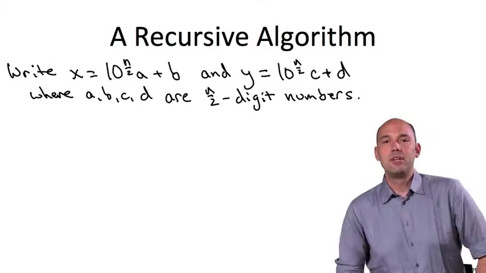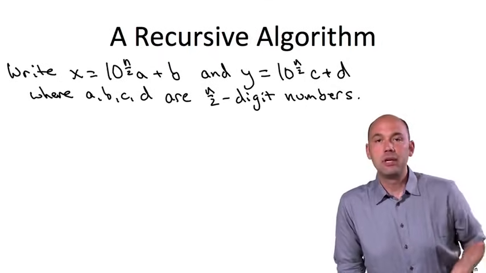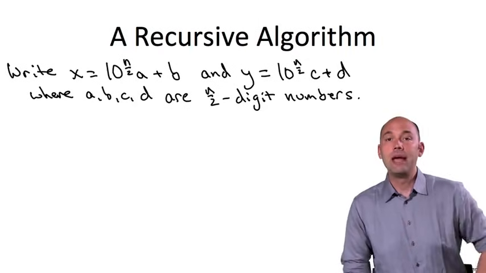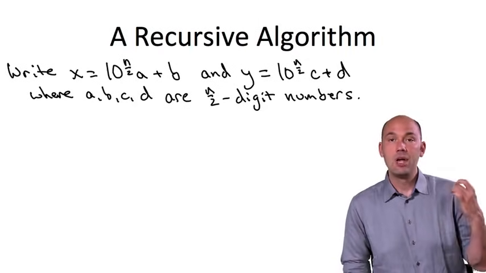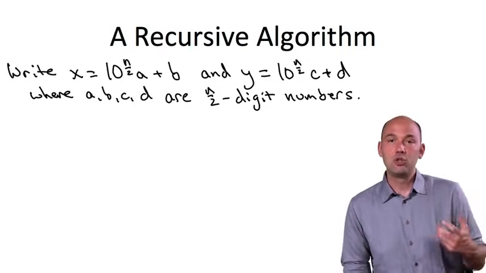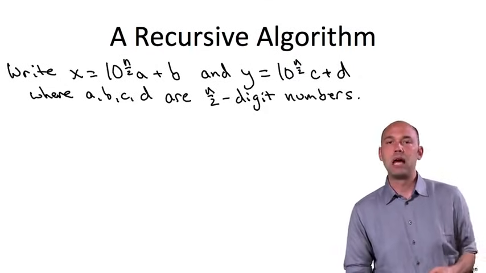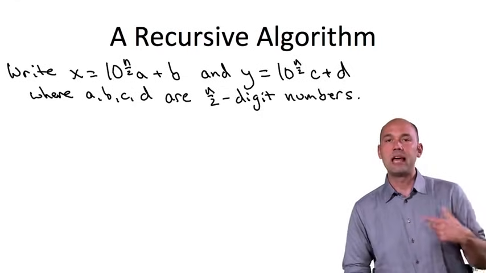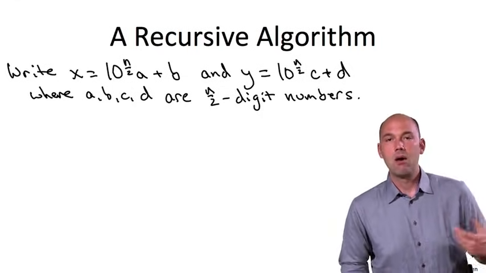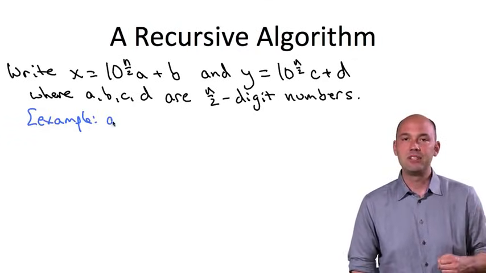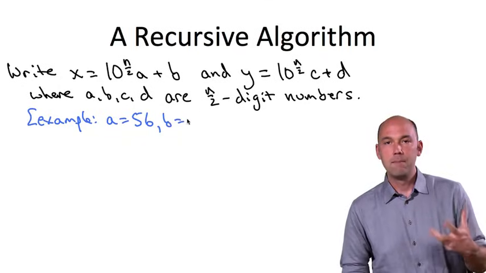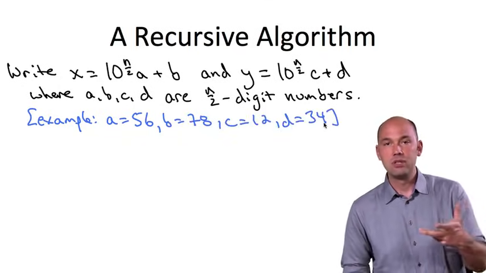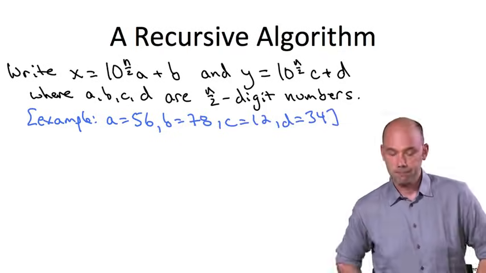In general, given a number x with n digits, it can be decomposed in terms of two n over 2 digit numbers, namely as a, the first half of the digits shifted appropriately, that is multiplied by 10 raised to the power n over 2, plus the second half of the digits, b. In our example, a was 56, b was 78, n was 4, so 10 to the n over 2 was 100, and then c and d were 12 and 34.